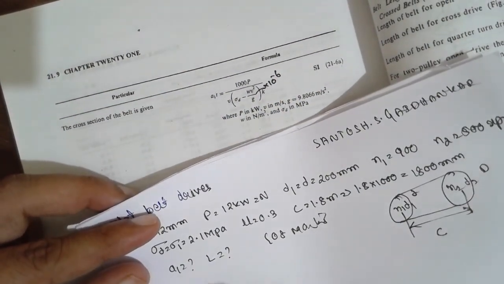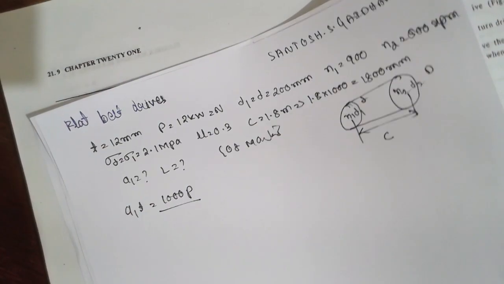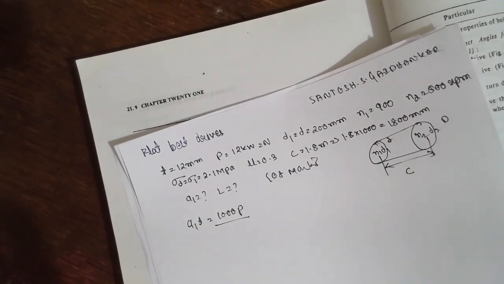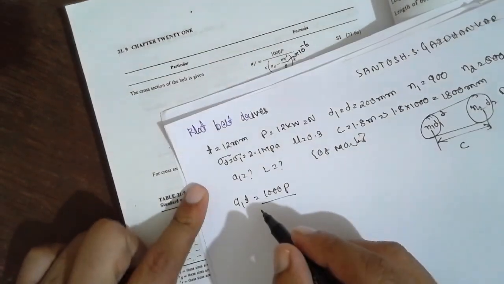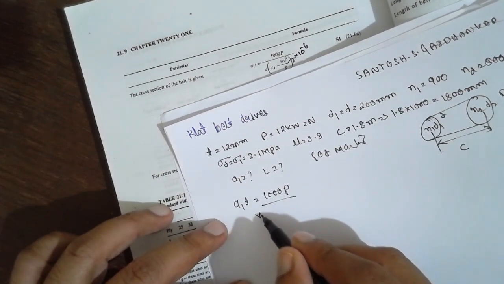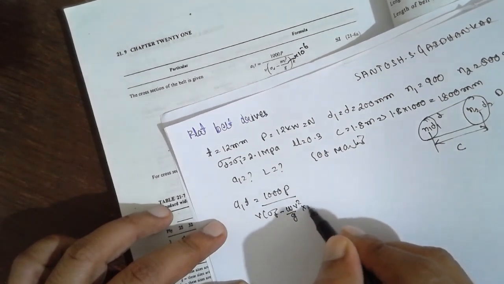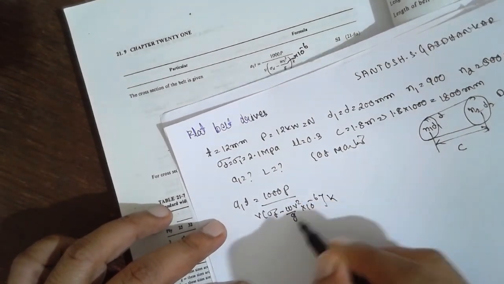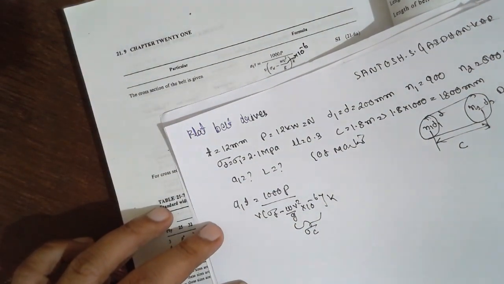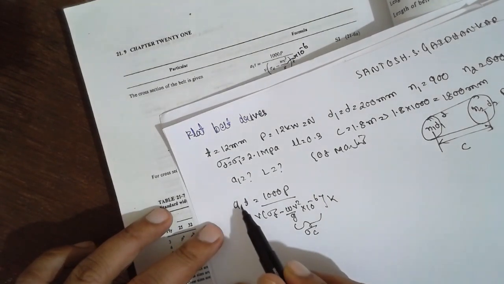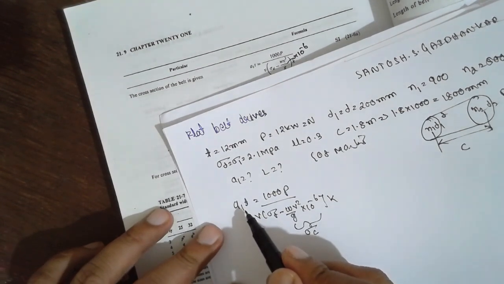A1t is equal to 1000 P divided by V into sigma d minus w V squared divided by g into 10 raised to minus 6, into k. This term is nothing but sigma c, the centrifugal stress. What we have to find out is the width.